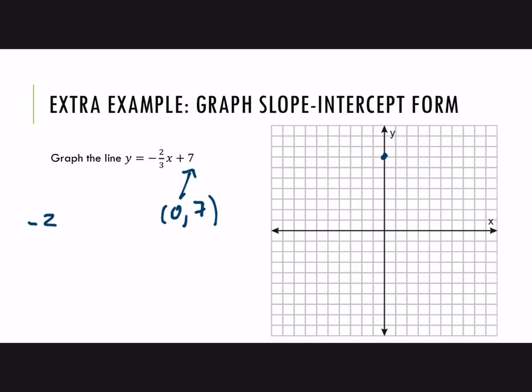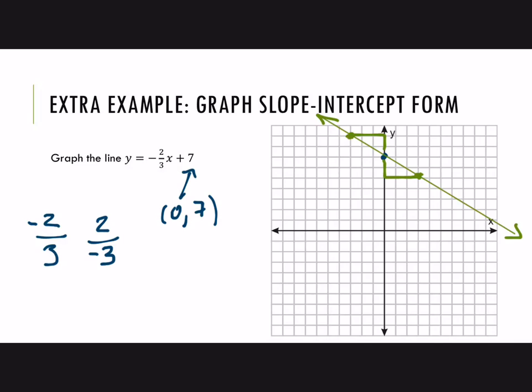Now the negative can go either with the 2, think of this as a negative 2 over 3, or you can think of it as a positive 2 over a negative 3. So either one. So I have two options. From that point, I could either go down 2, if I'm thinking of it as a negative 2, and over 3, or I could go up 2 and then left 3. So I end up at two different points, but notice that that's okay. They're actually still on the same line. So you can move either direction.